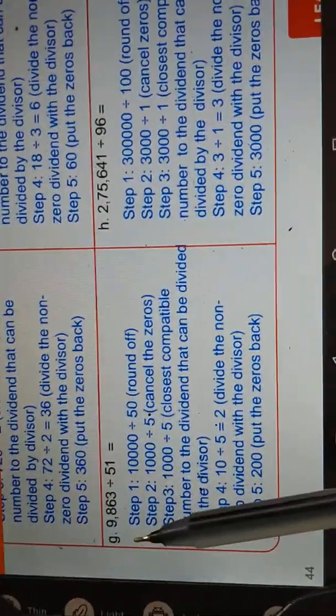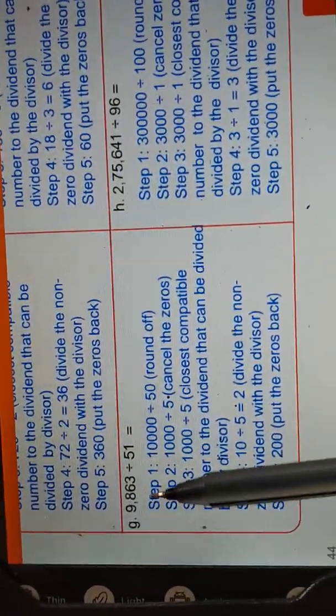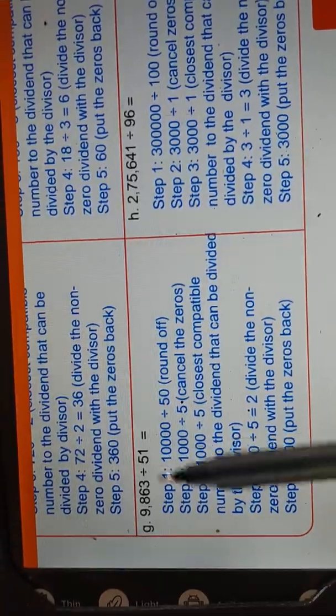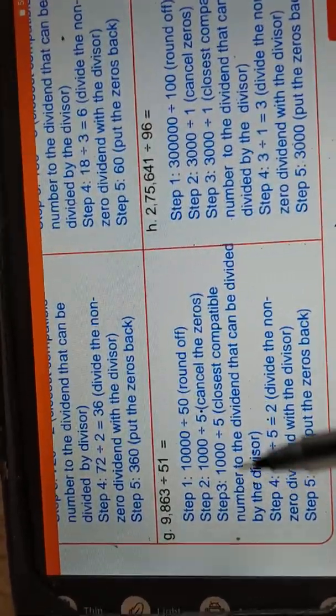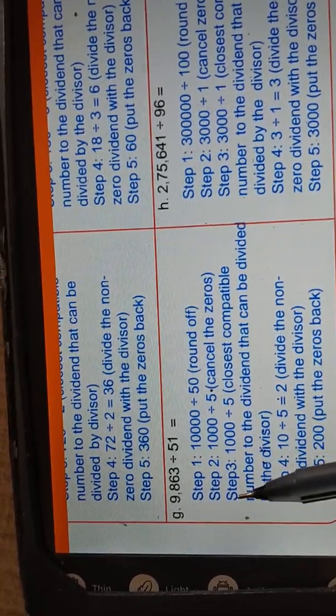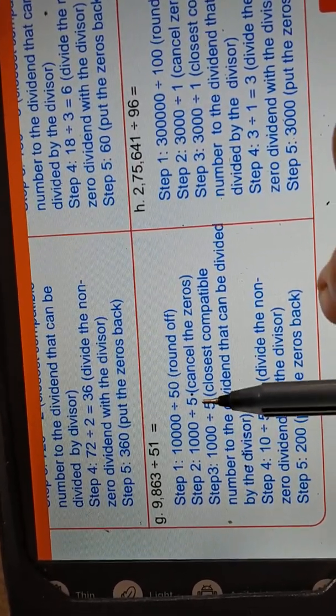So students, in that, 9863 divided by 51. So we have to find the round off first. So step number 1, 10,000 divided by 50 is there. Then we have to cancel the 0. That means step number 2 is 1,000 divided by 5.